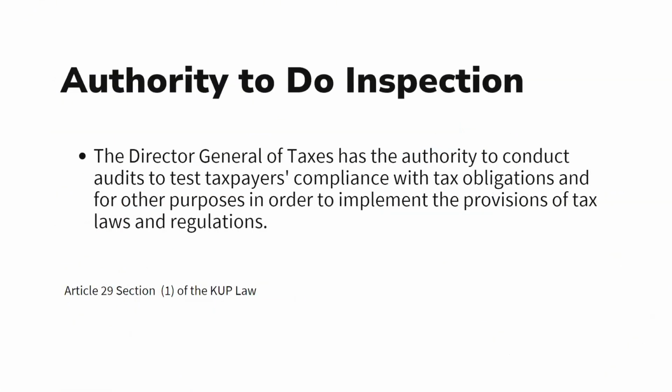Okay. Authority to do inspection. So, the Director General of Tax has the authority to conduct audits, to test taxpayer compliance with tax obligations and for other purposes in order to implement the provisions of tax law and regulation. This is regulated in Article 29, Section 1 of the KUP Law.